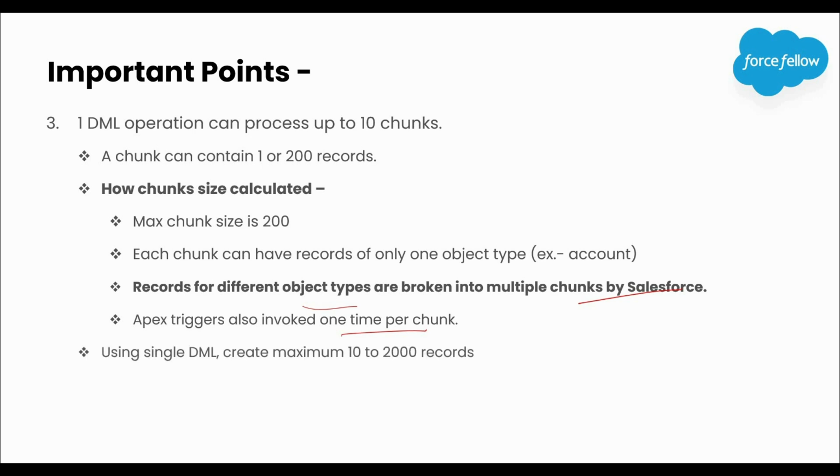Now, due to this behavior, whenever we try to insert multiple object type records using a single DML statement, then we can insert a maximum of 10 to 200 records. It completely depends on how we are adding records into the sObject input array, right? Let me show you an example.